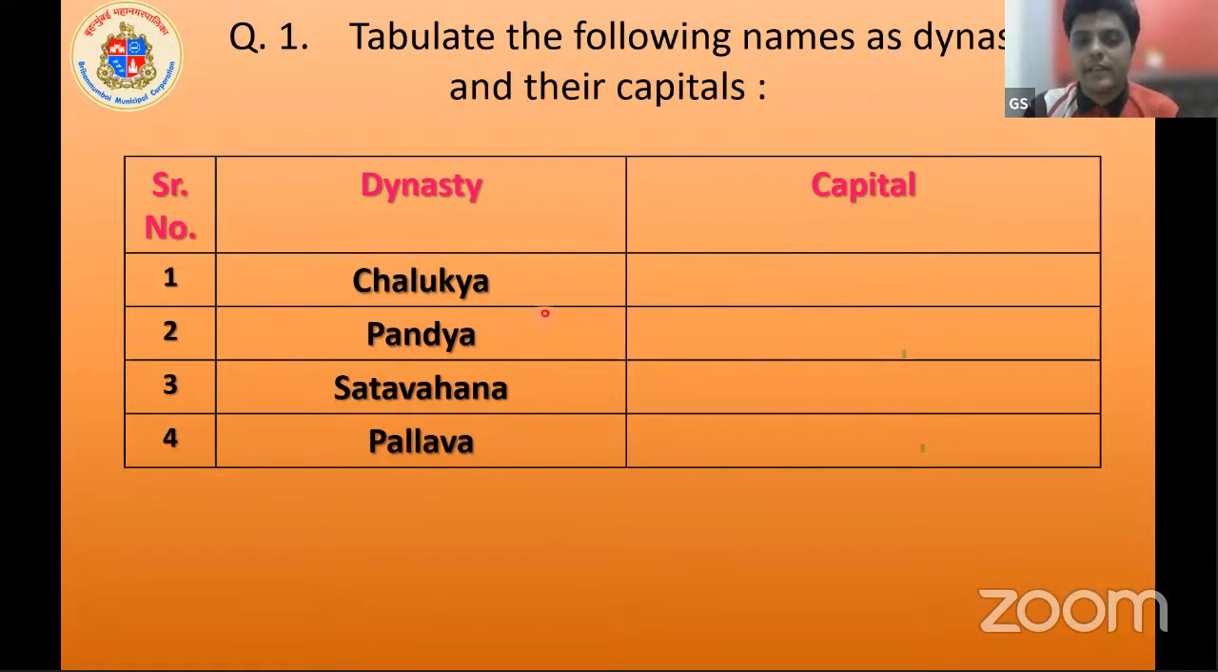Number 1, Chalukya. Make an arrow and write the name of the capital in front of it. But sir, Chalukya dynasty is a capital of Badami. You have to not give the answer like that. Badami is the capital of Chalukya dynasty. This is right. Badami is a city in the Chalukya kingdom. So your answer should be: Badami is the capital of Chalukya dynasty. While telling the answer, you should tell your answer like that.